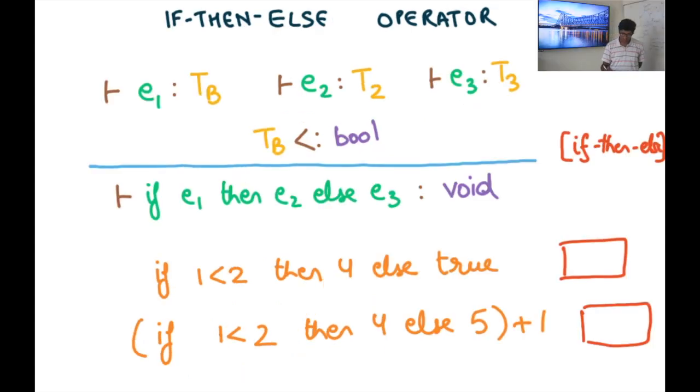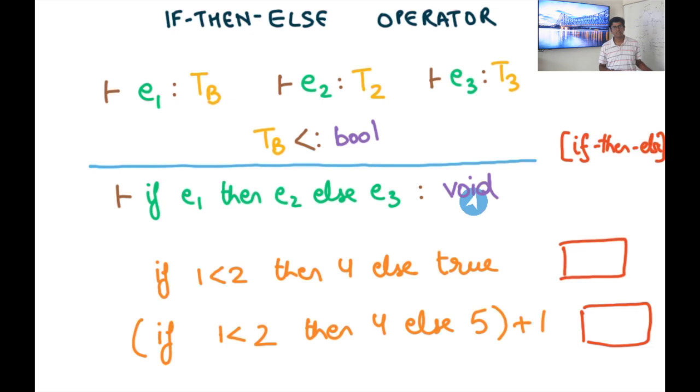All right, now let's come to our next construct of our language, which is the if-then-else operator. So we want to give a type to if E1 then E2 else E3. If it is true that E1 is of type TB, so that TB is a subtype of bool, and E2 is of type T2, and E3 is of type T3, then it is true that if E1 then E2 else E3 is of type void. Now once again, this is a choice that the programming language designer has made, just saying that this expression is of type void and not, for example, a type that is related to either T2 or T3.